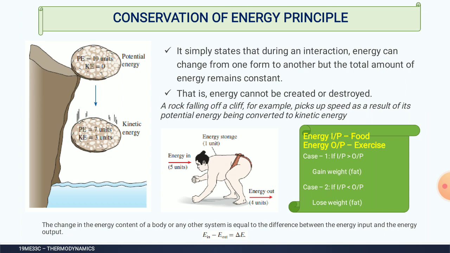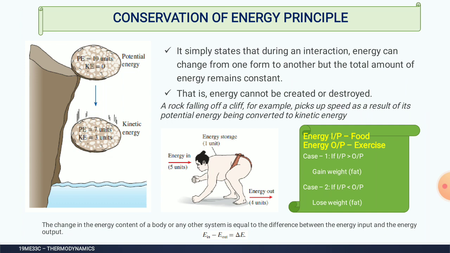Conservation of energy is one of the most fundamental laws of nature. It simply states that during an interaction, energy can change from one form to another, but the total amount of energy remains constant. That is, energy cannot be created or destroyed. For example, a rock falling off a cliff picks up speed as a result of its potential energy being converted to kinetic energy.